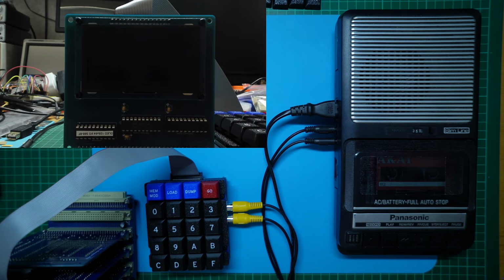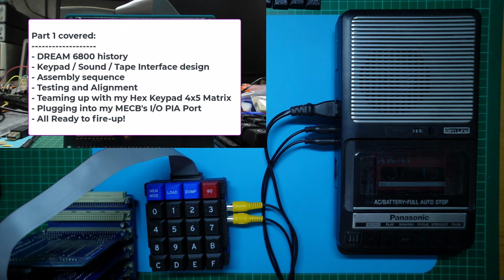In the previous video, part 1, I covered the background history of the original 1979 published Dream 6800, which inspired my 6809 based Dream recreation project. I then covered the design of my keypad, sound and tape interface module, which I created to provide the I/O for my Dream recreation. Noting also that the interface module could also form the basis of any other early retro project that requires a Hex Keypad and a tape interface.